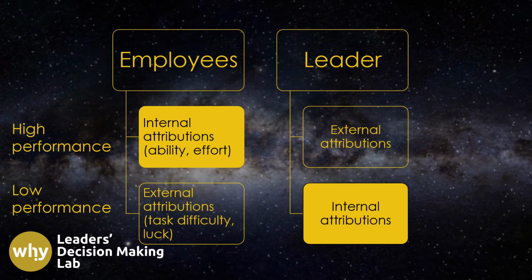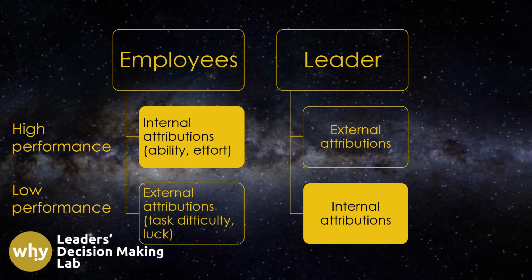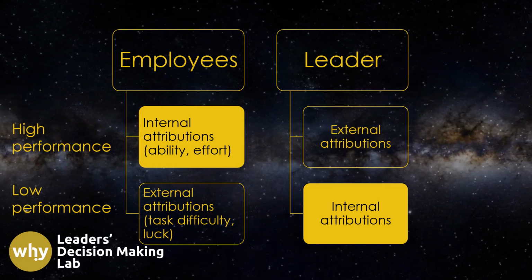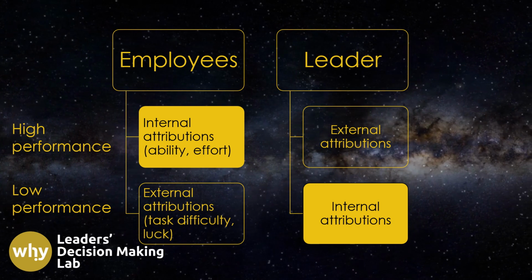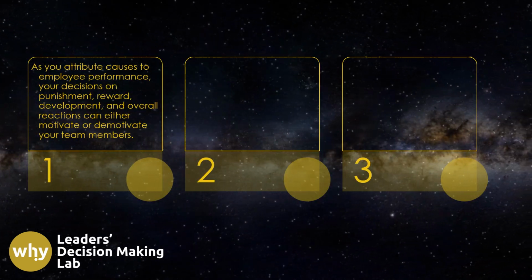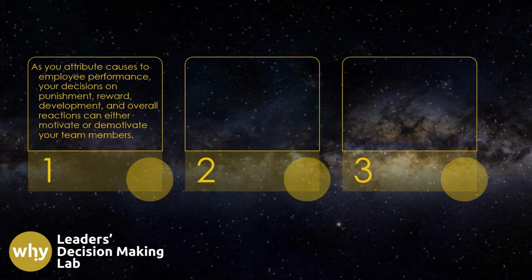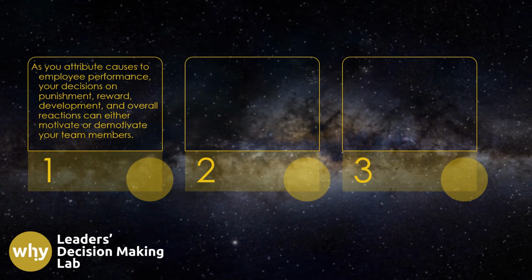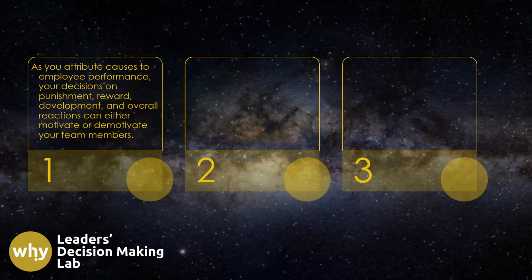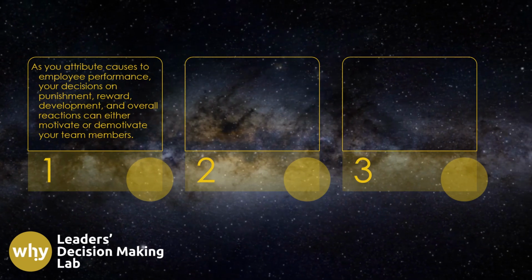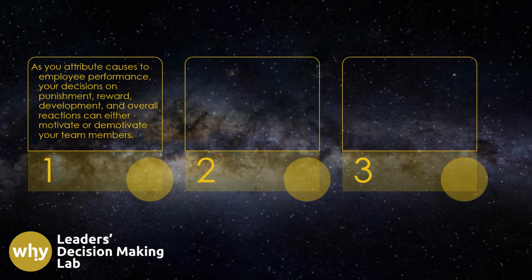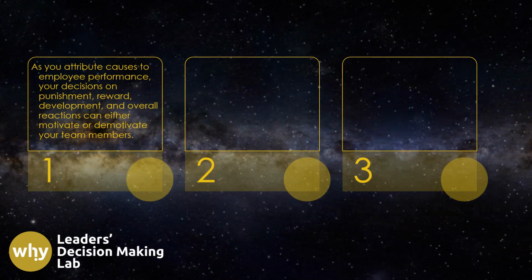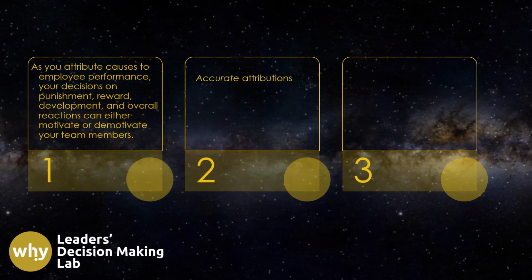Moreover, such discordance in attributions may strain the leader-employee relationship, leading to decreased trust and collaboration. How to apply the attribution model of leadership to your practices? As you attribute causes to employee performance, your decisions on punishment, reward, development, and overall reactions can either motivate or demotivate your team members. But here is the catch.